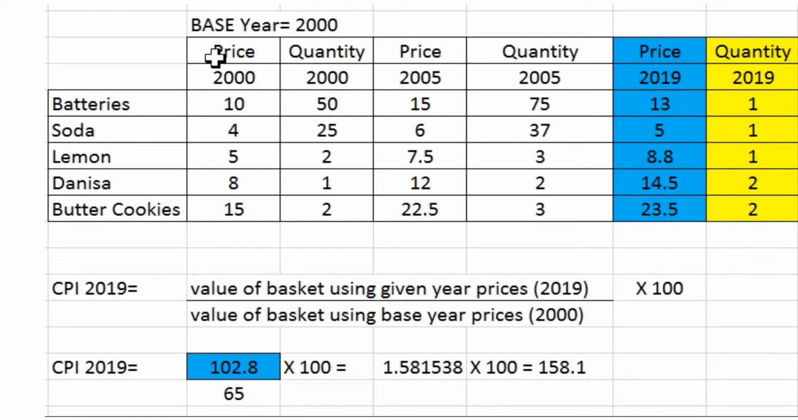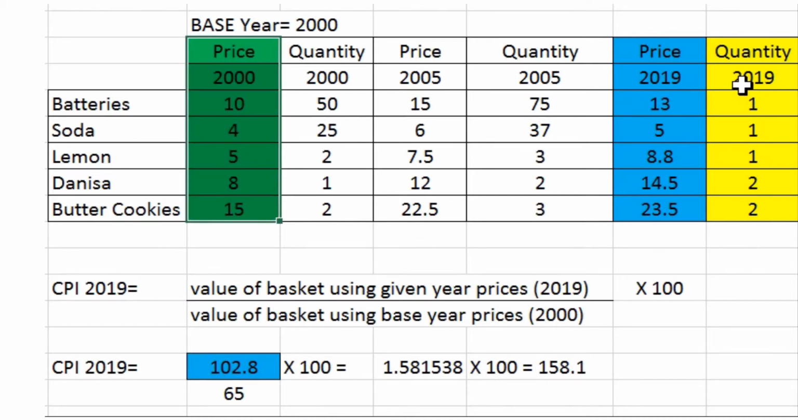Now we need to compare that to a base year price, which is 2000. Remember, we do not use the prices or quantities from 2005. We only use the price from 2000 to make a comparison of the value of these quantities if we use prices from 2000. So we take the quantities from 2019 and multiply them by the prices of 2000, the base year. On your exam, they will say the base year is 2000, so that way you know which is which. For example, 2005 could potentially be the base year. But in this example, we use current year prices and 2000 as our base year.